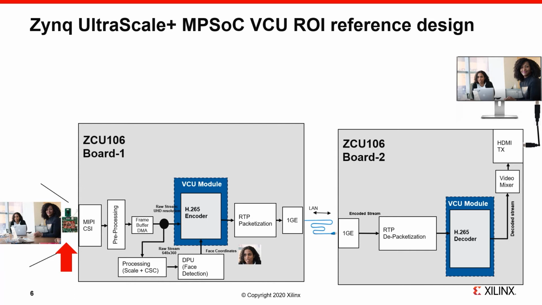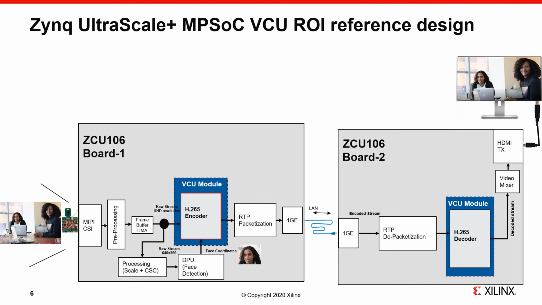Once the 4K video frame is captured from the camera sensor, the data gets pre-processed and fed to the Deep Learning Processing Unit, or DPU for short. The DPU uses the dense box network to detect faces within the frames. Once faces get detected, the DPU provides the coordinates of the faces along with the raw video data to encode. The encoder uses this information and compresses it to 2 megabits per second accordingly.